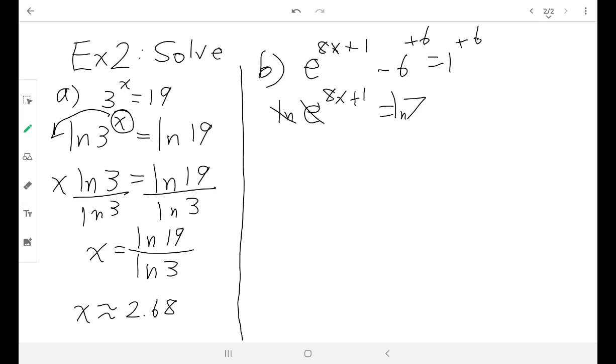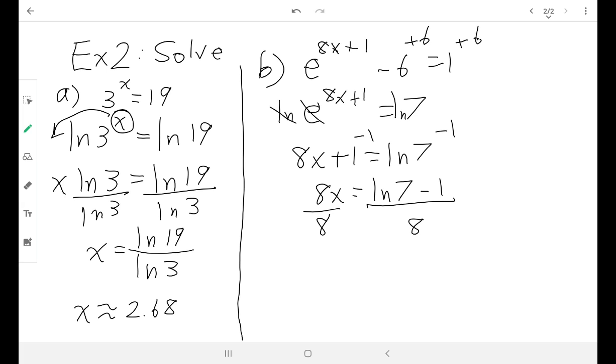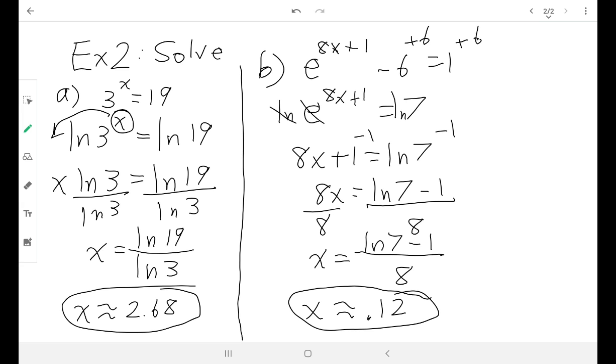And the natural log will cancel the e, and I'll have 8x plus 1 equals the natural log of 7. We'll subtract 1 on both sides, and that'll be 8x equals the natural log of 7, and then 1 less than that, and then we'll divide the whole thing by 8. And we'll have x equals natural log of 7 minus 1 all over 8. And if you put that into a calculator or into Desmos or whatever, you'll find that that is about 0.12. So there's the answers for those types of problems. Let's go to a new board.